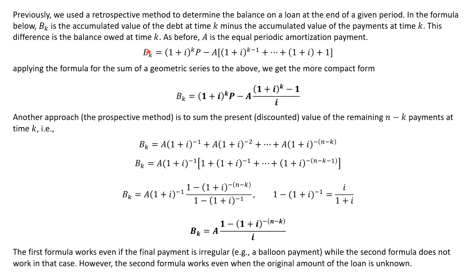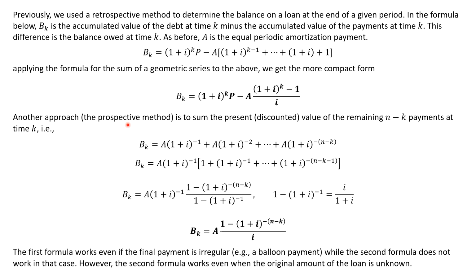We previously derived the formula for the balance on a loan at the end of a given period. That was in the last lesson, and I'm showing that here again. B sub k equals this quantity, and then we use the formula for the sum of a finite geometric series to get this. And so this is something we've derived before.